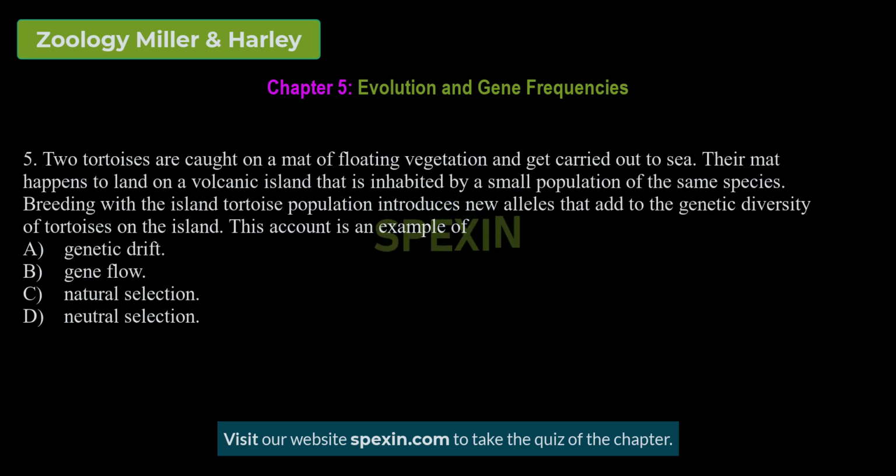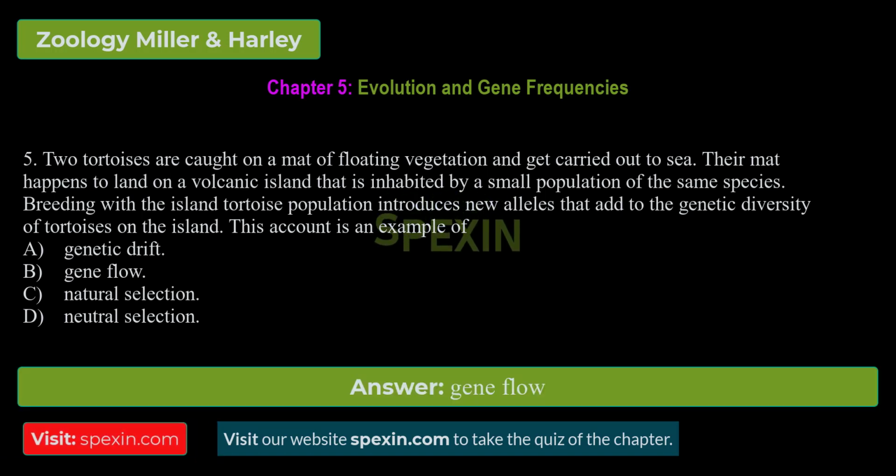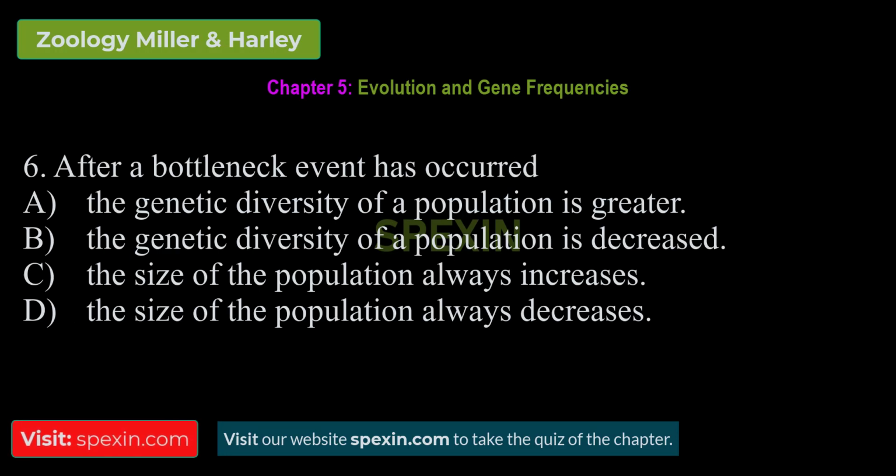Two tortoises are caught on a mat of floating vegetation and get carried out to sea. Their mat happens to land on a volcanic island that is inhabited by a small population of the same species. Breeding with the island tortoise population introduces new alleles that add to the genetic diversity of tortoises on the island. This account is an example of genetic drift, gene flow, natural selection, neutral selection. Correct answer: gene flow.